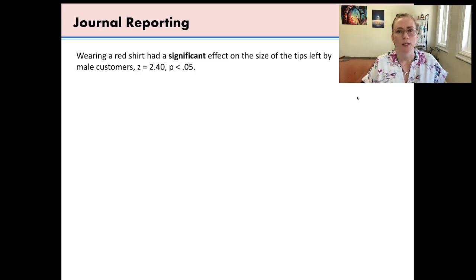So journal reporting. This is important, how this ends up looking in proper journals and how you are going to report and talk about it in your paper. So we might say wearing a red shirt had a significant effect on the size of tips left by male customers. We report the Z-score, and this is how we write it. This is how we write the statistically significant portion of it.